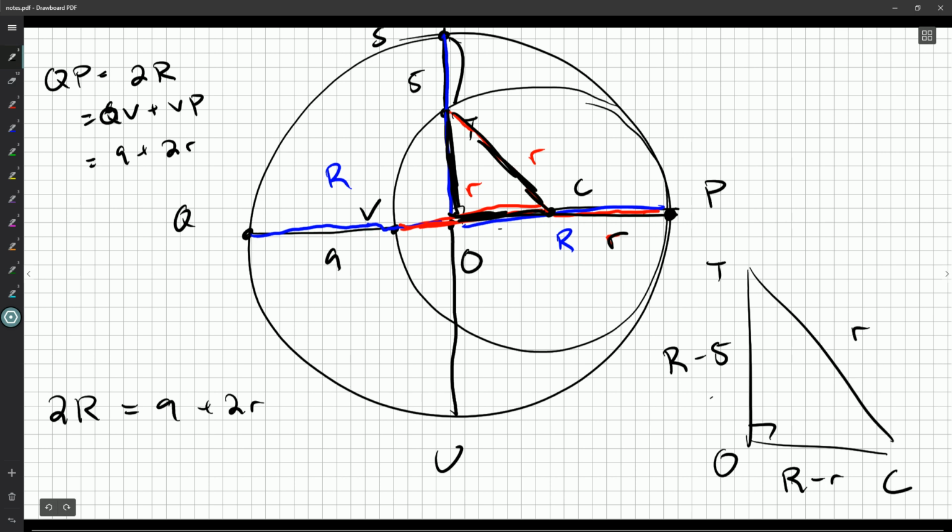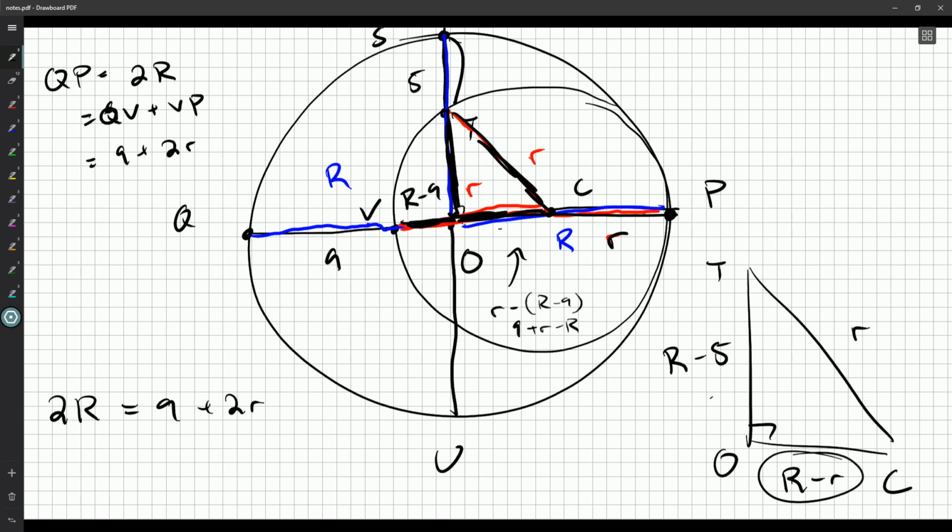Let's see. What about this length? Is there another way to get the bottom side that might be a little nicer to work with? So this length here is r minus 9. So this length here would be little r minus r minus 9. Right? Yeah.